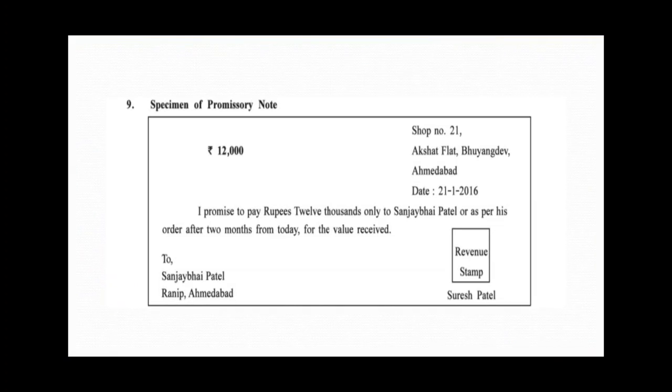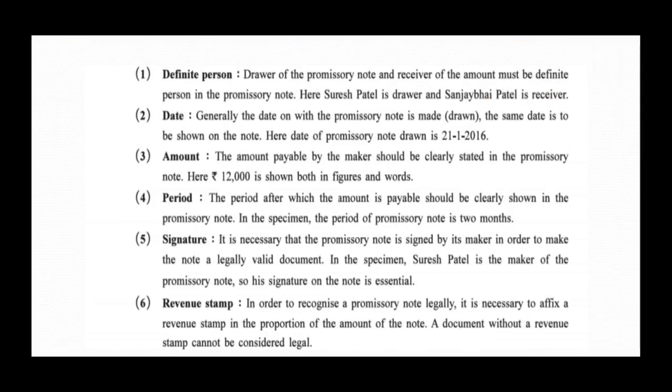So from this specimen the following details can be ascertained. Definite person: the drawer of the promissory note and the receiver of the amount must be definite persons. In this promissory note, Suresh Patel is the drawer, Sanjay Patel is the receiver. Generally, the date on which promissory note is drawn, the same date is to be shown on the note. Here the date of promissory note is 21/1/2016. The amount payable by the maker should be clearly stated, and here it is stated 12,000. The period after which the amount is payable should be clearly shown in the promissory note. In the specimen, the period of promissory note is 2 months.